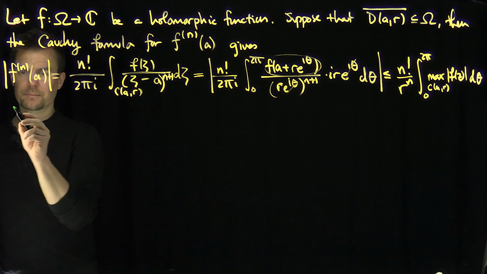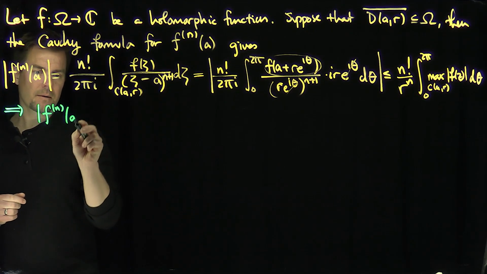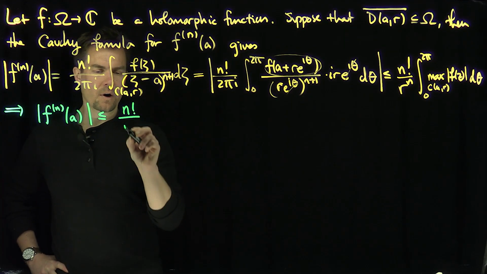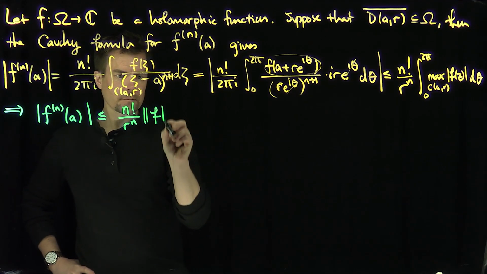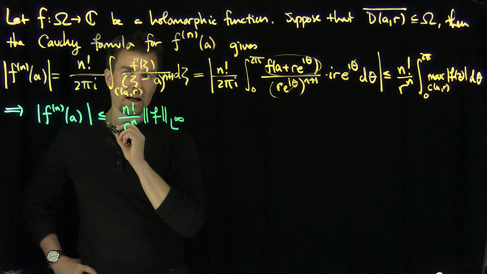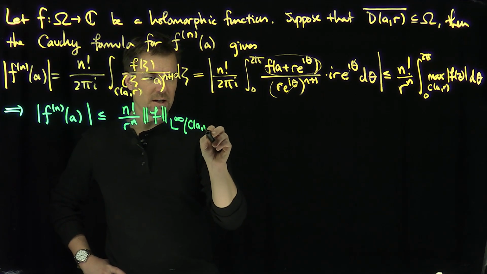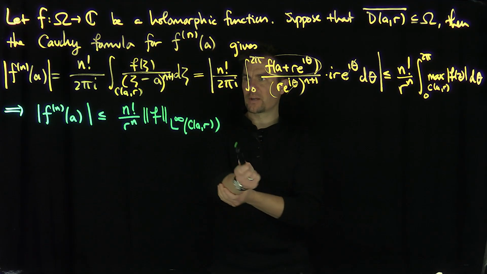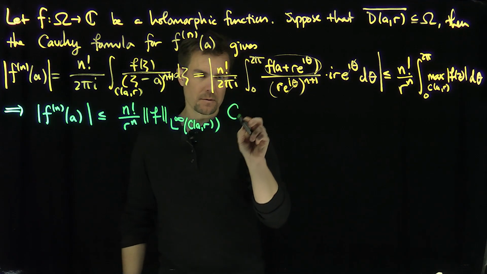So this implies that |f^(n)(a)| does not exceed n factorial over r to the n, times, and I'm going to write it like this, the L infinity norm of f. L infinity stands for maximum. The maximum over what set? Over the circle C(a, r) over here. Okay, good. The largest it can be. Excellent. Okay, so these are the Cauchy estimates.